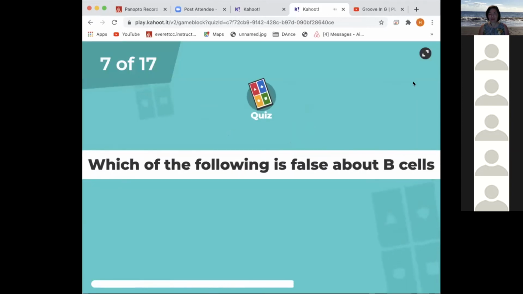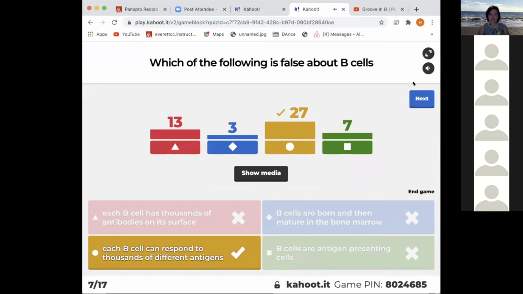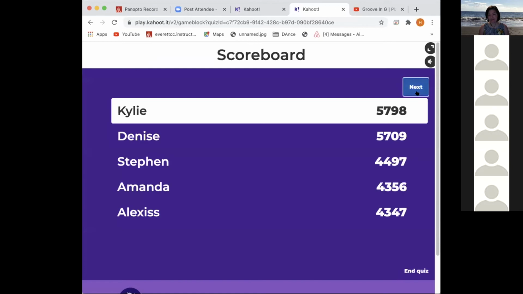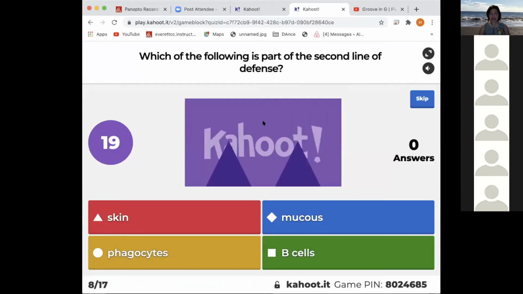Which of the following is not true about B cells? Which of these is not true? Good work. So B cells are specific. Each B cell has thousands of antibodies. The antibodies are all specific to one antigen. So they can only respond to one antigen each. Which of the following is part of the second line of defense?